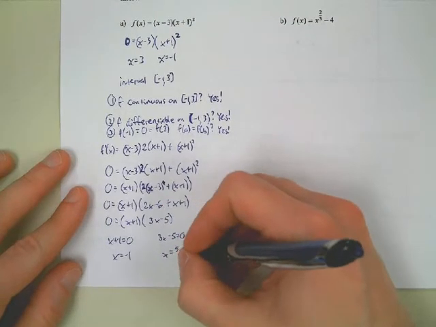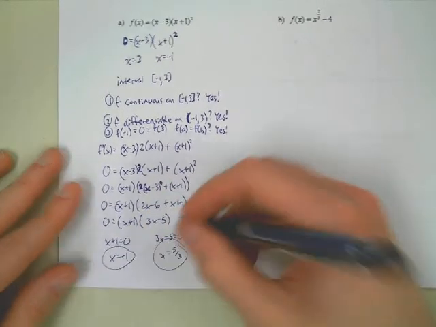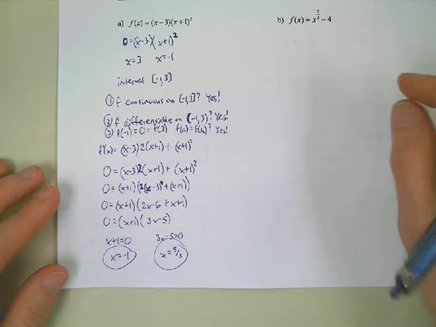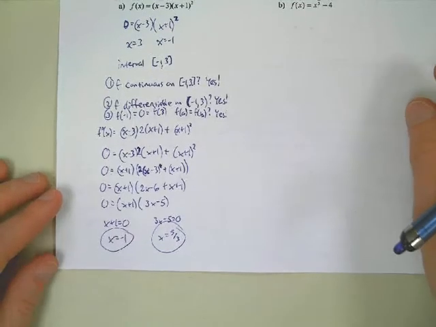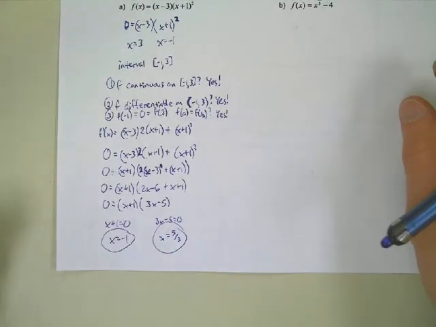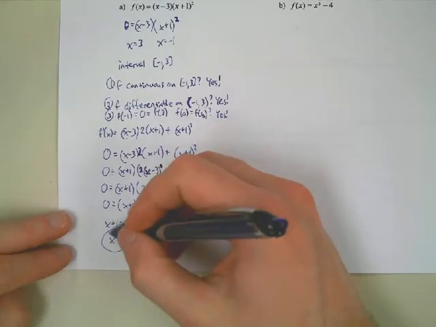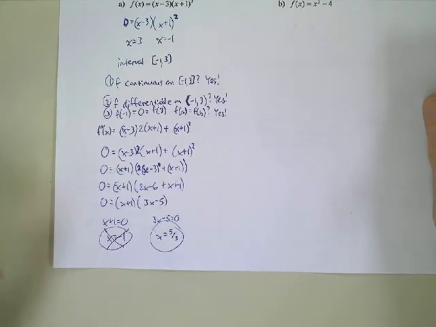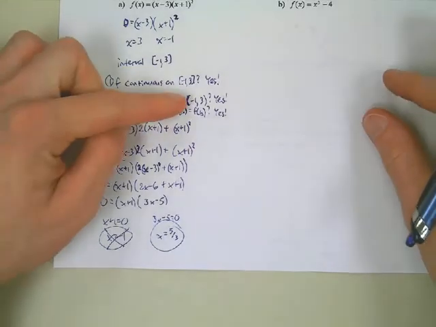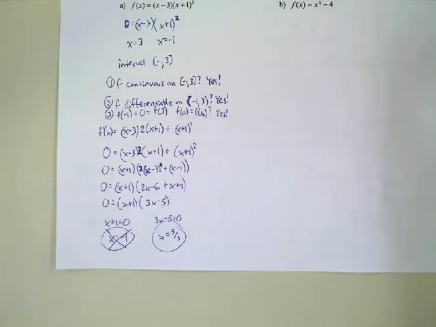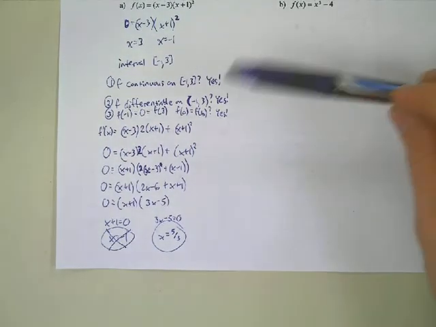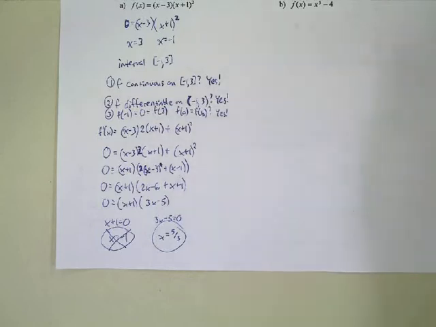So there are actually two places here that Rolle's theorem guarantees, right? But we throw out the -1 because it's an endpoint of our interval, and we don't include the endpoint. It's got to be in between a and b, so only x equals 5/3 is the solution. That's a little tricky.